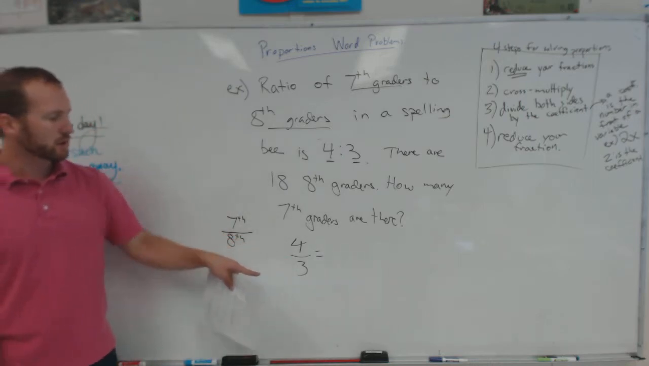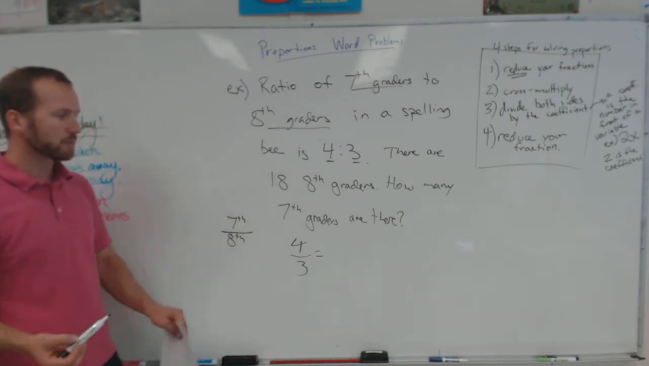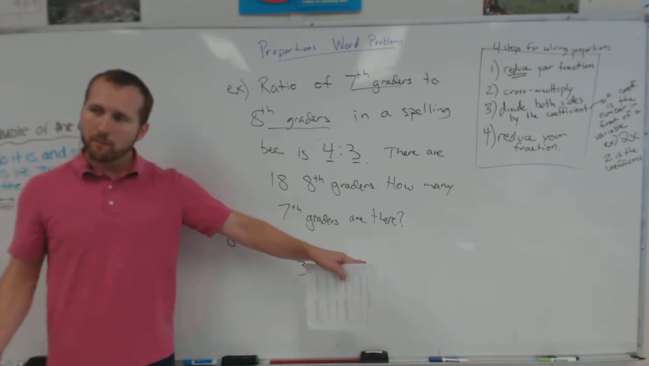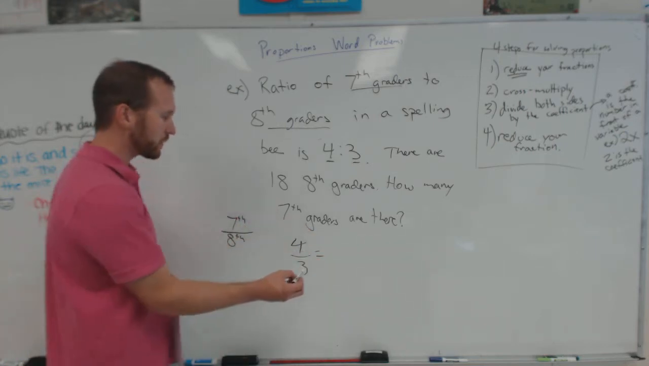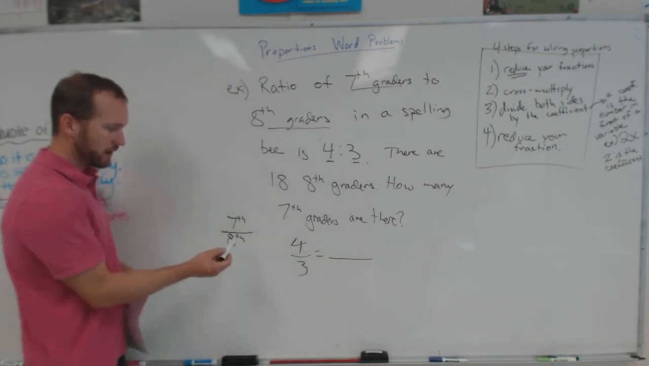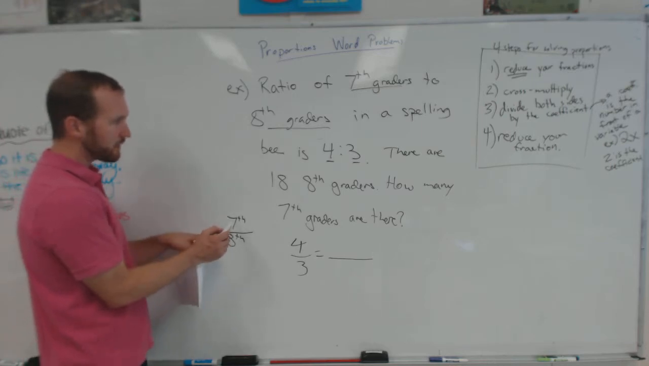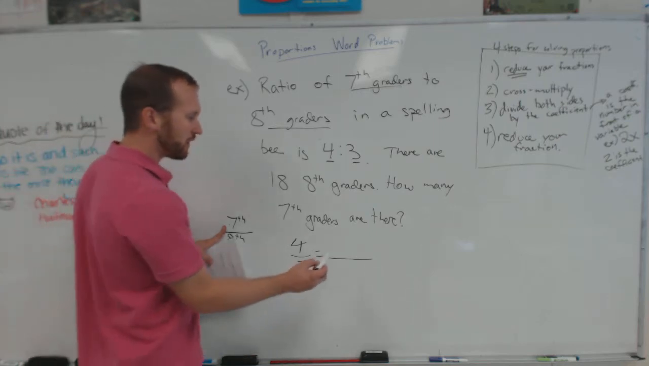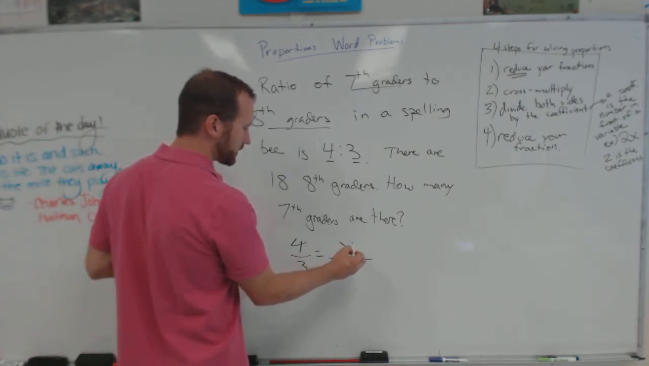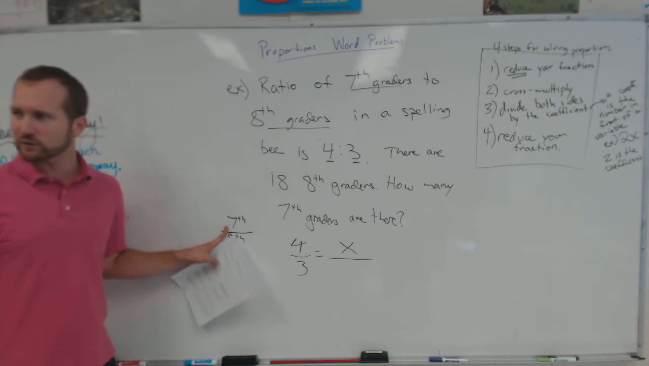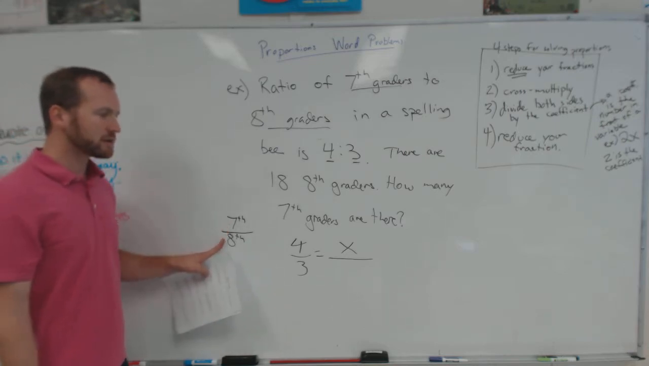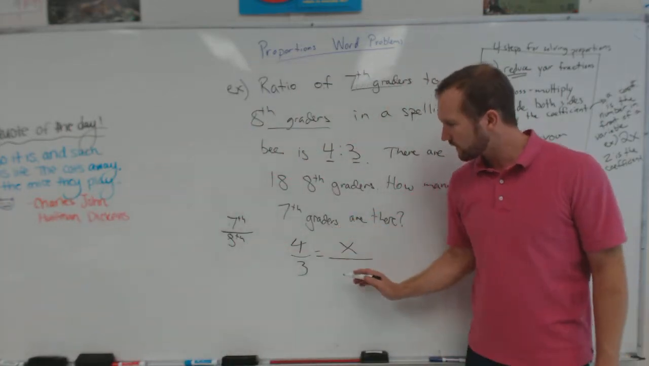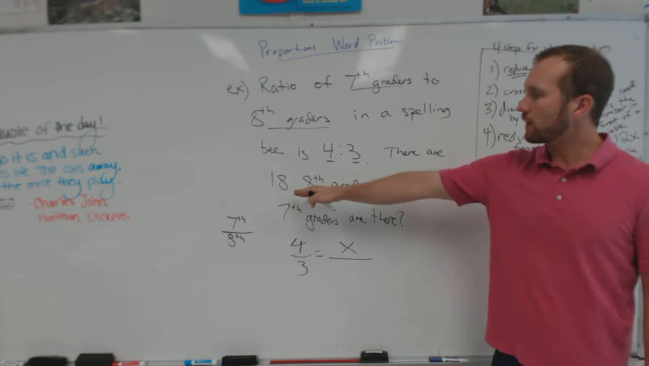So we set up our first ratio: 7th graders on top, 8th graders on bottom. Our second ratio has to go in the same order. It must have 7th graders on top, 8th graders on bottom. I'm going to look back here. Okay, 7th graders. Well, look, it says how many 7th graders, so I'm going to use a variable. Let's use x. When all else fails, use x. And then 8th graders on bottom. I look at my problem and see, oh, 18 8th graders.